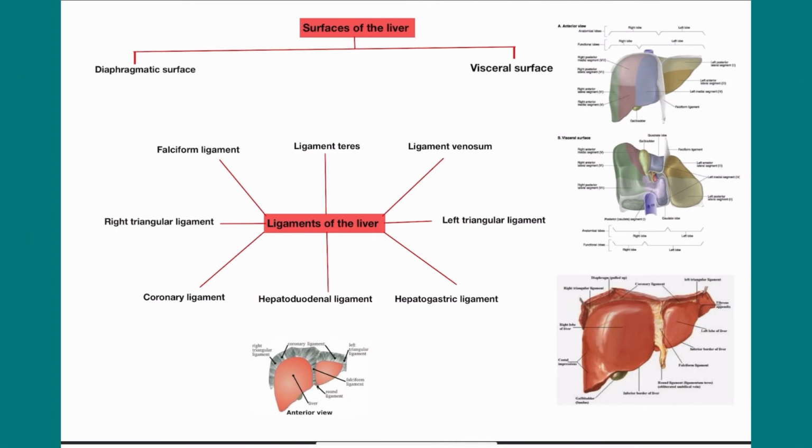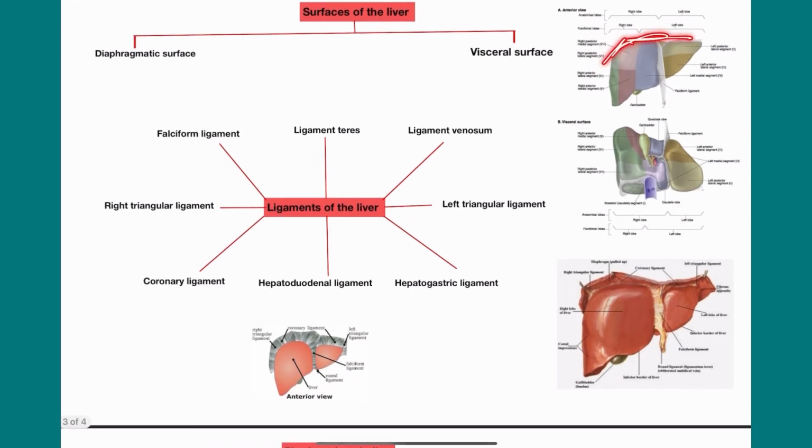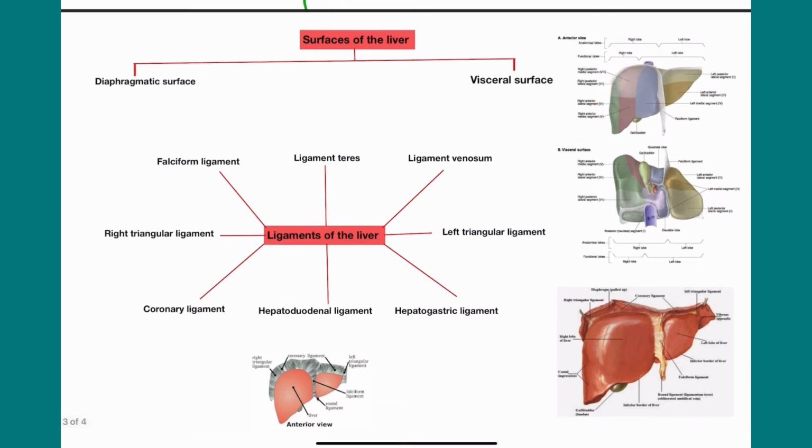I will now discuss the surfaces of the liver. You all know that there are two main surfaces of the liver, the diaphragmatic surface and the visceral surface. Here is the diaphragmatic surface. Why is it called the diaphragmatic surface? Because the liver is present below the diaphragm level. Here is the diaphragm, and below the diaphragm the liver is present, so it is called the diaphragmatic surface of the liver because it contacts the diaphragm, which divides the thoracic cavity and the abdominal cavity.